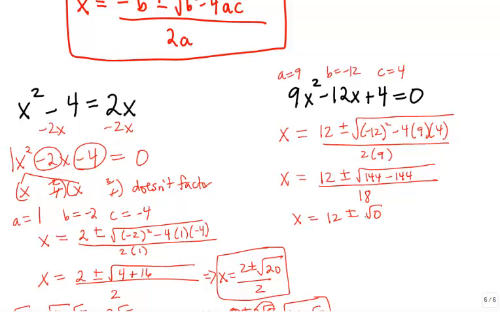And the square root of 0 is just 0. So the top just goes to 12. This goes away, and we just get 12 over 18. That's not reduced. I can divide both of those by a 6. So if I divide by 6, I'm going to get 2/3. So we actually only ended up with one single answer, and it was equal to 2/3.